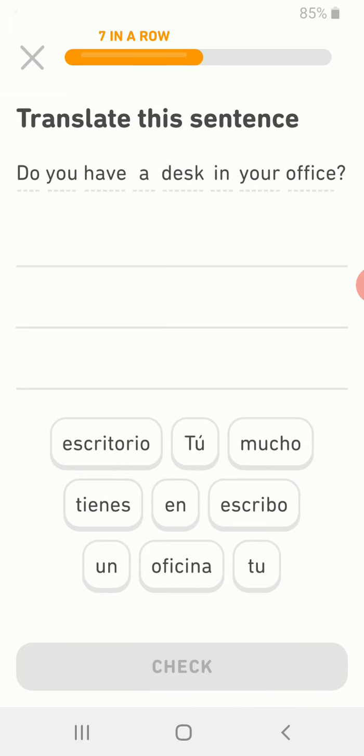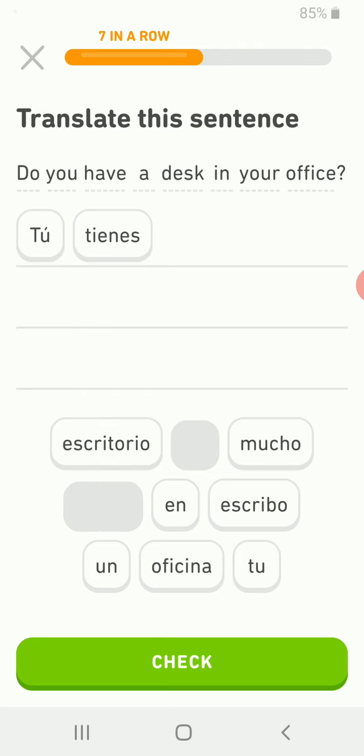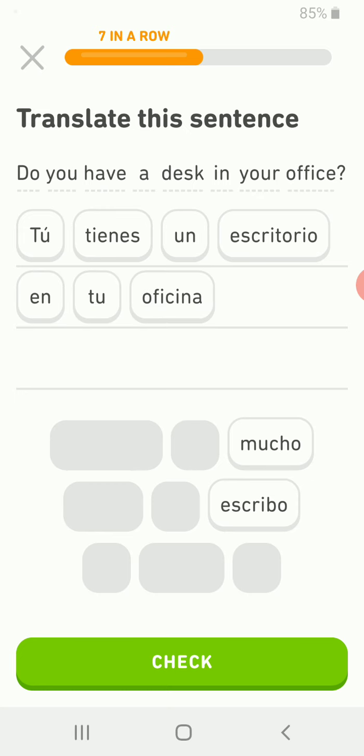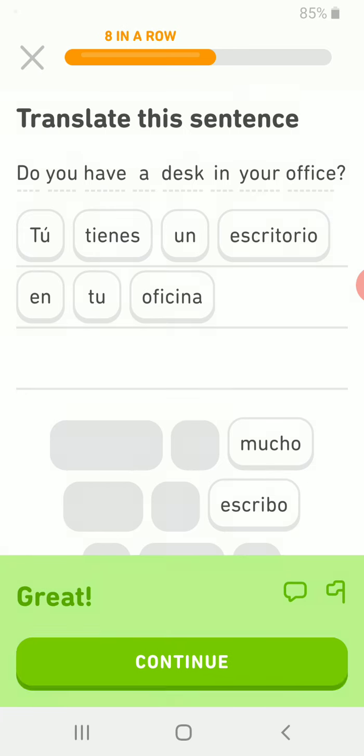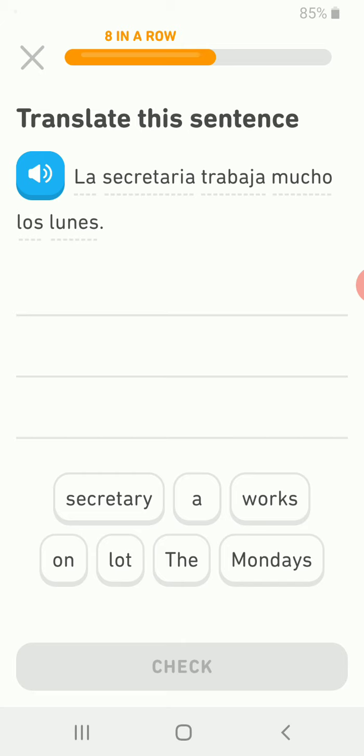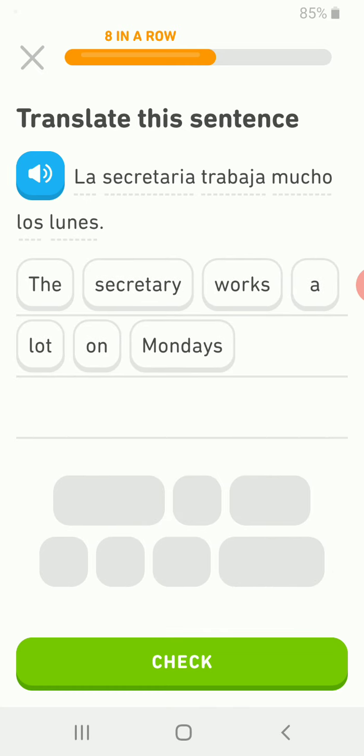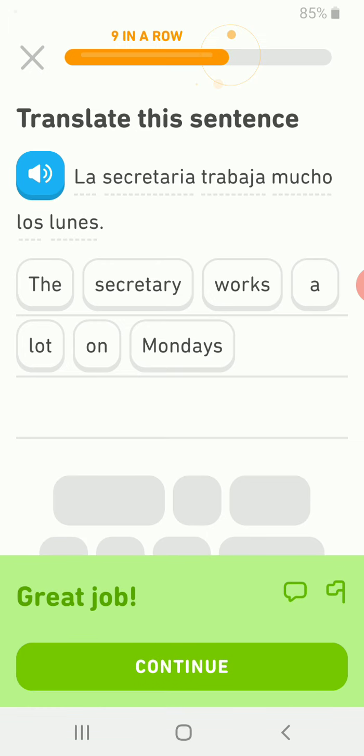Here you go. And do you have a desk in your office? This is a question. Tú tienes un escritorio en tu oficina. Okay. La secretaria trabaja mucho los lunes. The secretary works a lot on Mondays, los lunes.